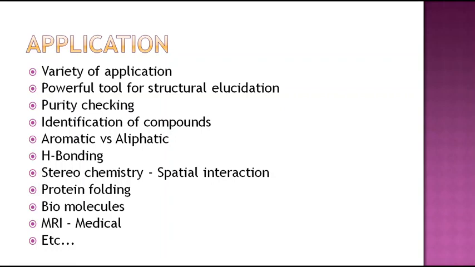And like other techniques, UV and IR, it can also be used for purity checking and identification of compounds, and for comparing compounds. NMR can do all those things. It can differentiate between aromatic and aliphatic. It can differentiate between intramolecular and intermolecular hydrogen bonding. It can study the stereochemistry of the compound, whether it is cis or trans. All those things can be studied using NMR spectra.